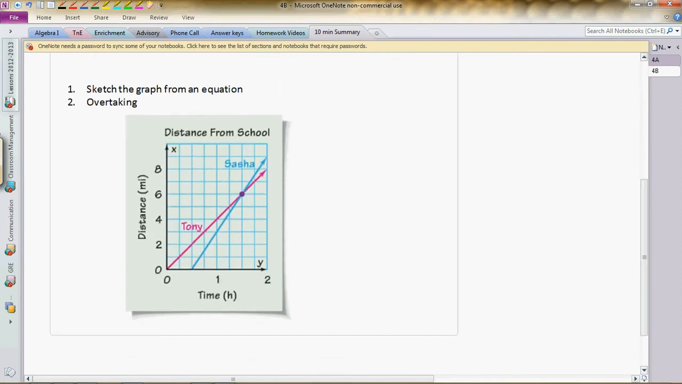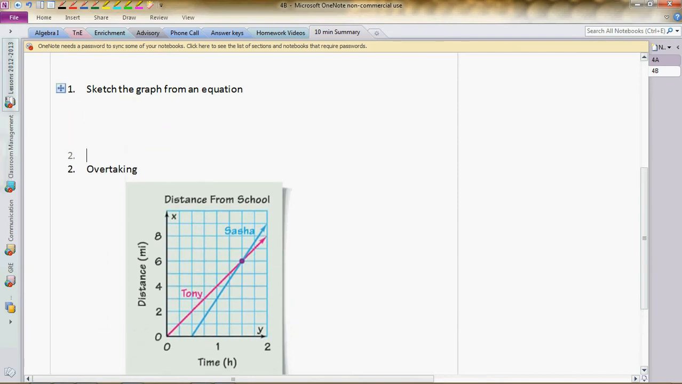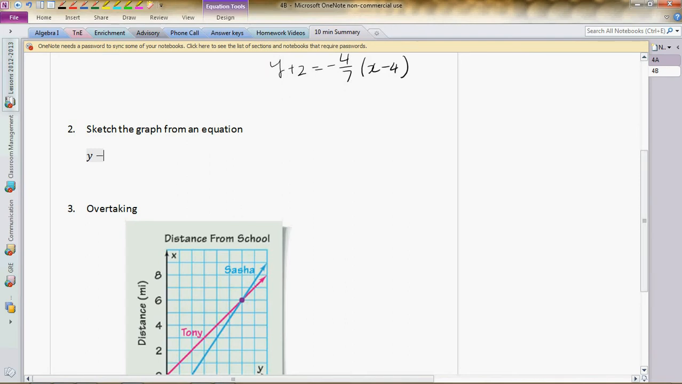Second point is sketch the graph of an equation. So let's take the same equation, for example. Let's say we have, from the previous problem, we had y plus 2 equals -7/4 times x minus 4.